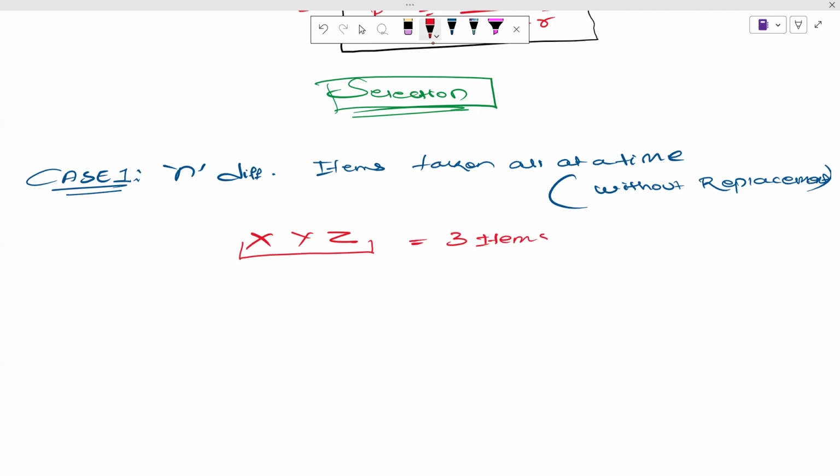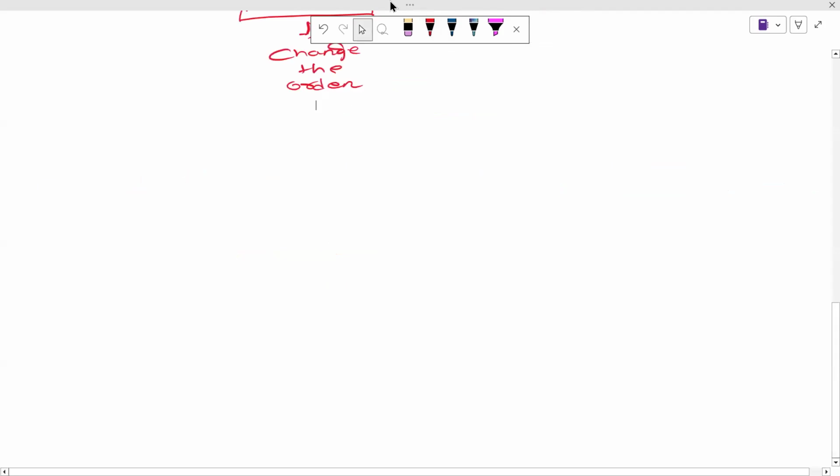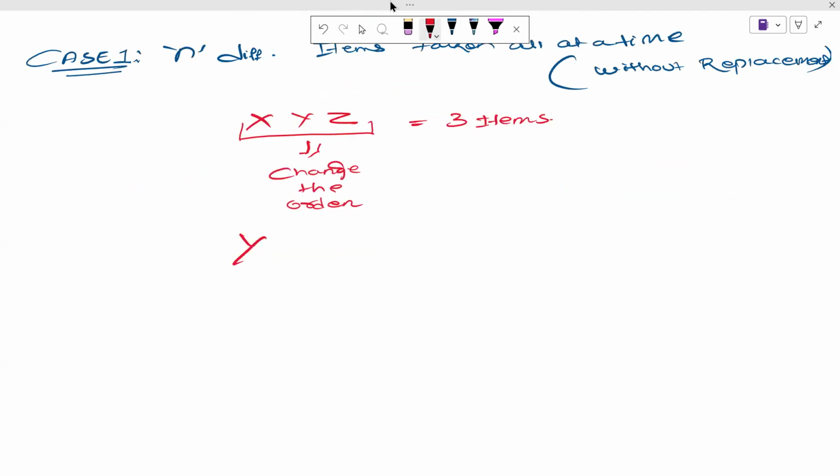Now, if I change the order, can I write Y, X, Z? Like there are different seats. X will say, I will sit here. Y will say, I will sit here. And Z will say, I will sit here. Whenever they return back, Y says, I will sit here, Z says, here I will sit, X will sit here. Now they are changing their places.